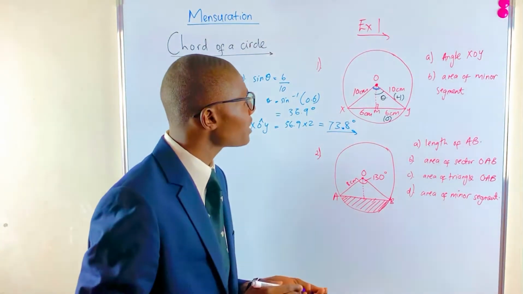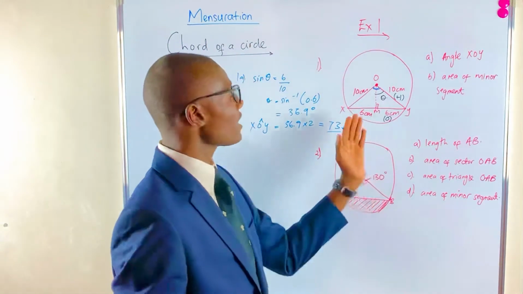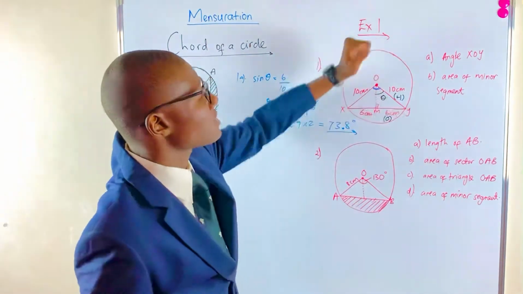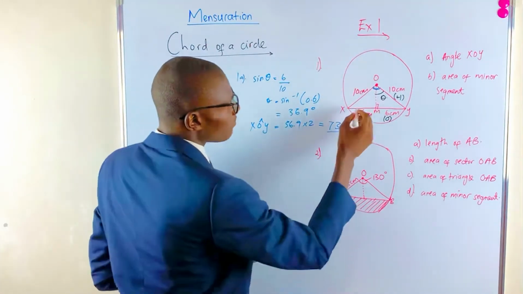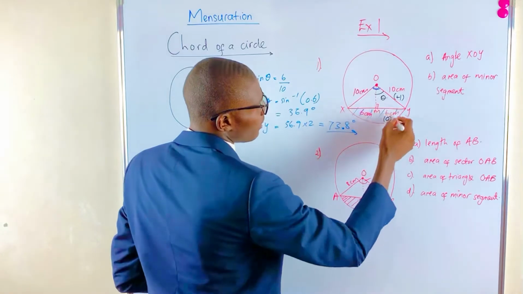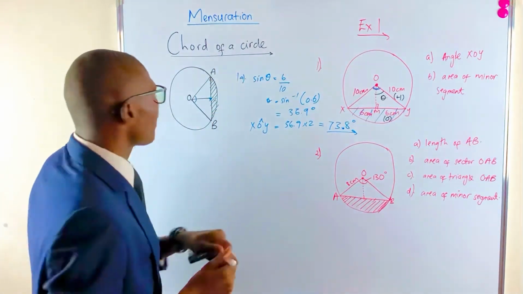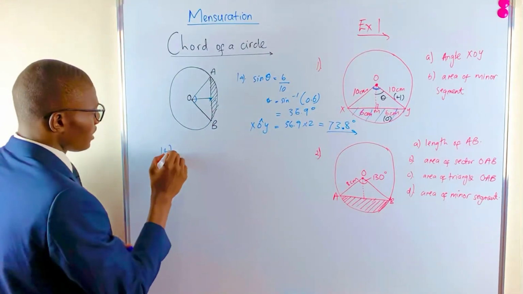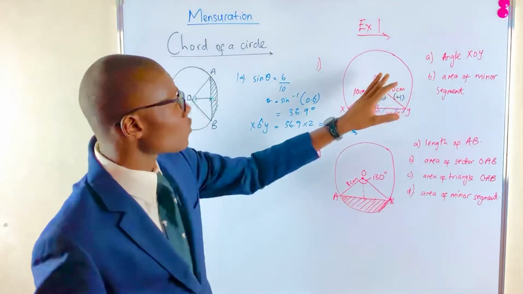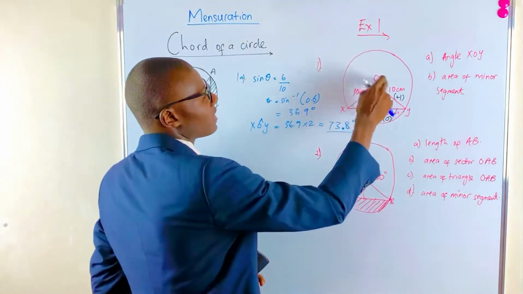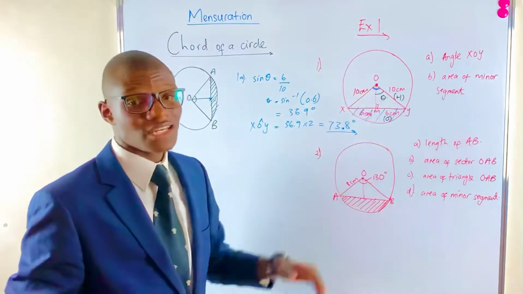Now part B requires us to find the area of the minor segment. If XY is our chord, this is the major segment, then this bottom part is the minor segment. Allow me to shade it in blue there. So that's what we want. To find that area, we're going to take the area of this whole sector minus the area of this triangle to get the shaded area.